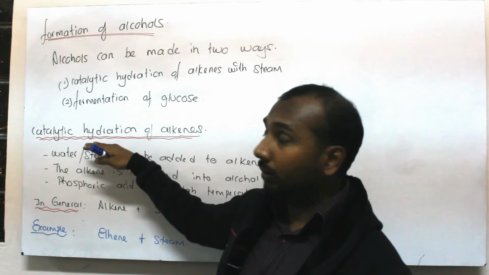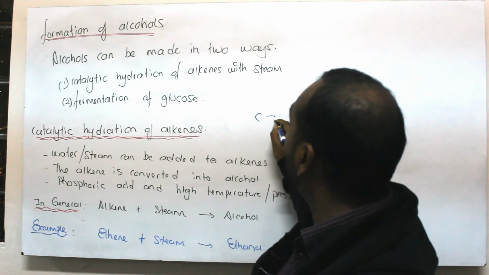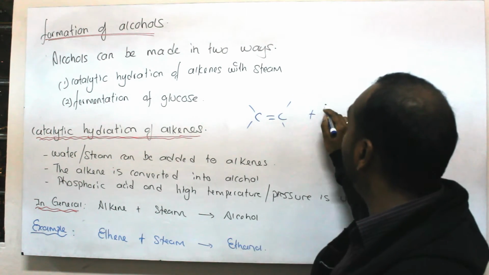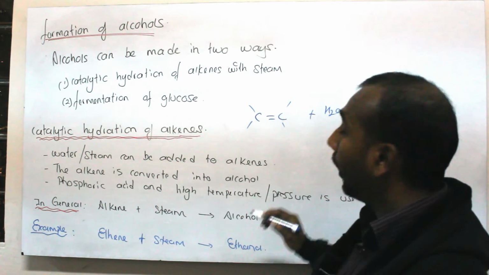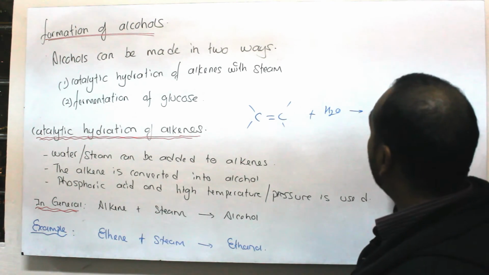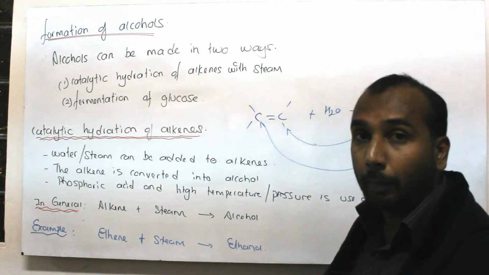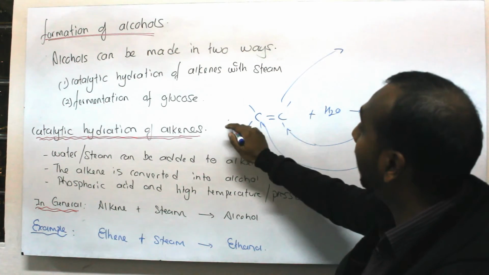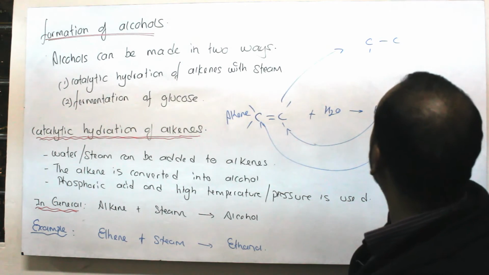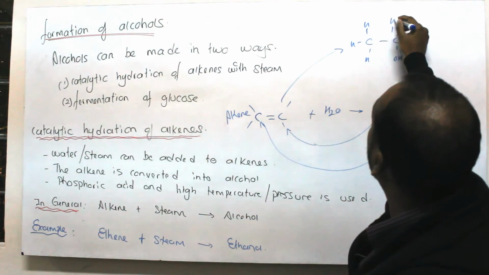Now, at this part, we are going to look at the catalytic hydration of alkenes. If you remember, alkenes contain a carbon-carbon double bond. Across this carbon-carbon double bond, you can add water. For example, if you take water and split it, we are going to get H and OH minus. That H can come here, whereas the OH can be added to the other carbon of the bond. This will give you, from an alkene, an alcohol.